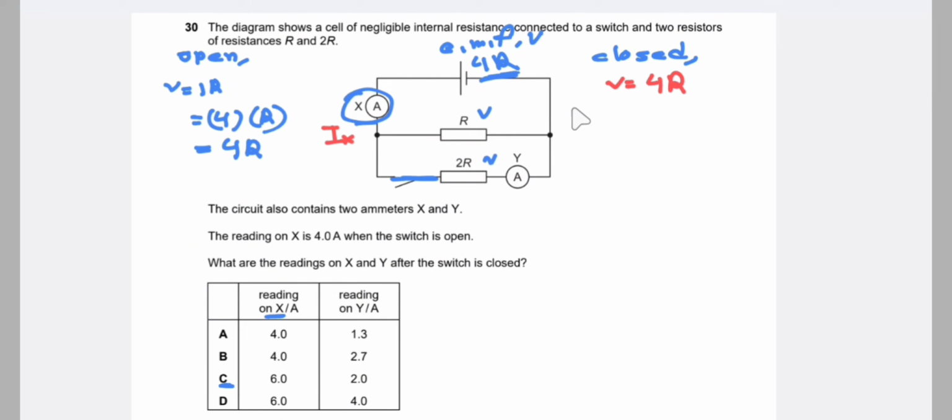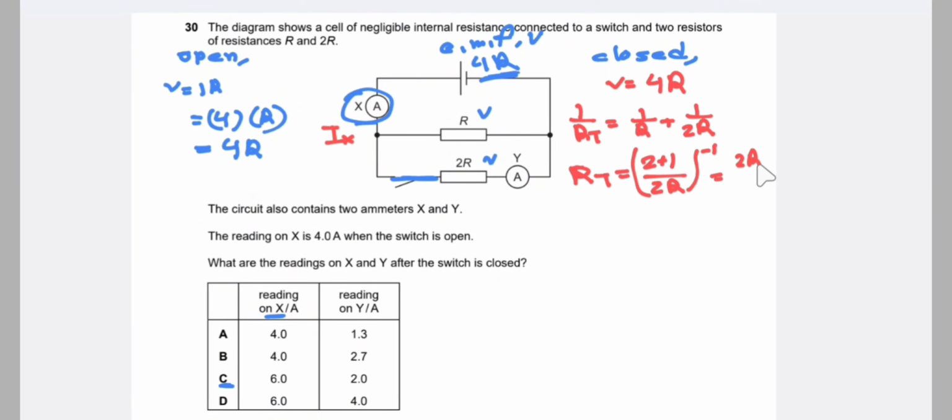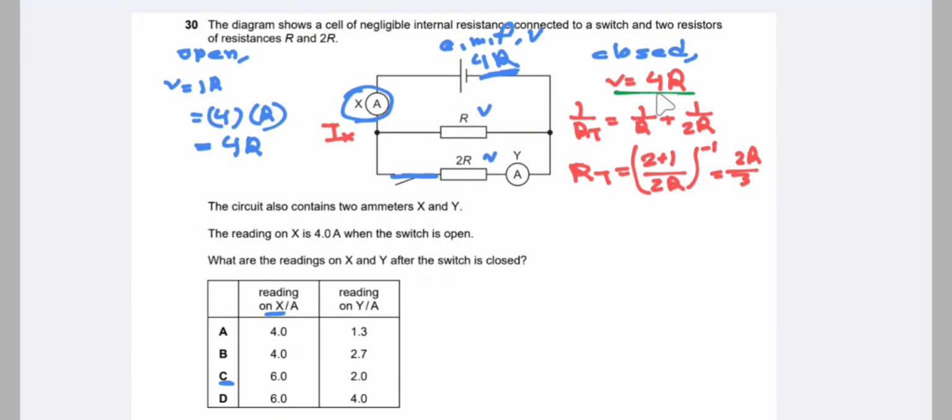And what is the total resistance? 1 by R total is equal to 1 by R1, so R1 is R, plus 1 by R2, so 2R. So 1 by R plus 1 by 2R, that is 2 plus 1, so 3 by 2R. So R total comes to be, this should be inverse, 2R by 3. So the total resistance is 2R by 3, and the total voltage, or the EMF, is 4R.